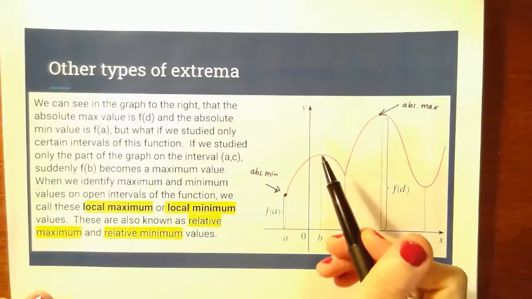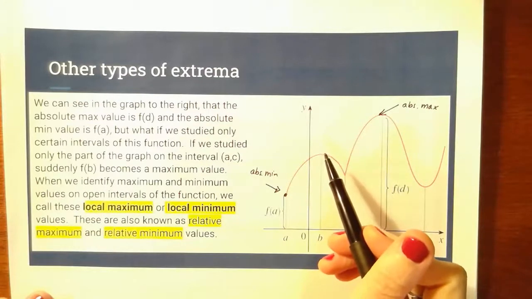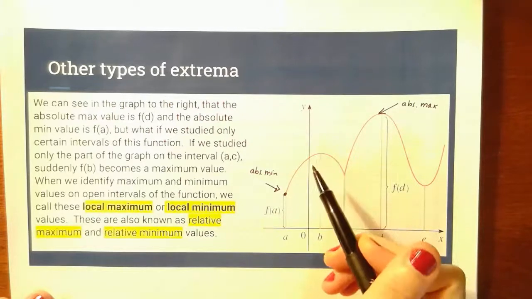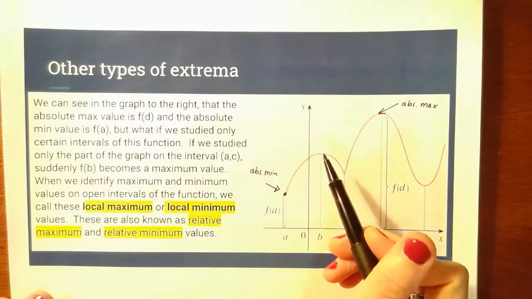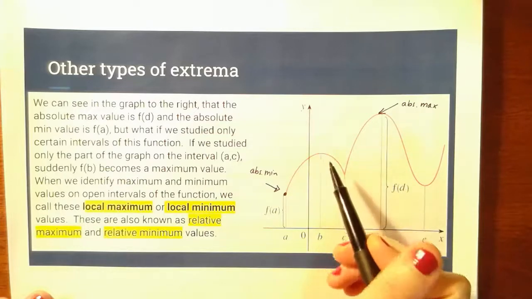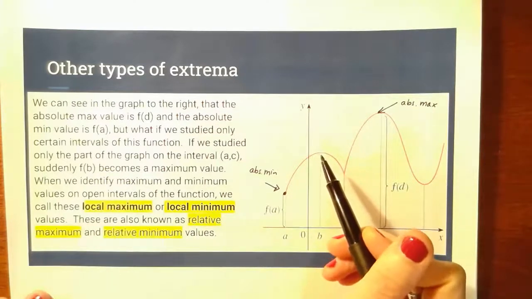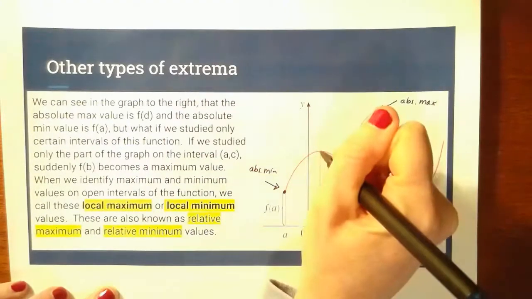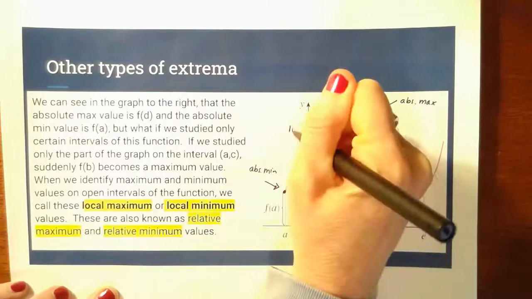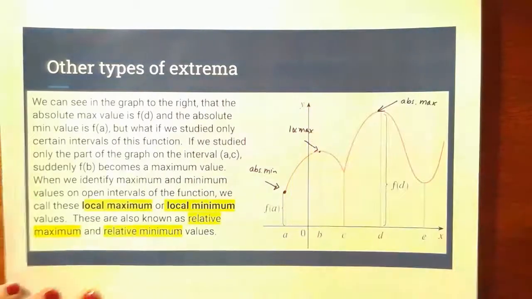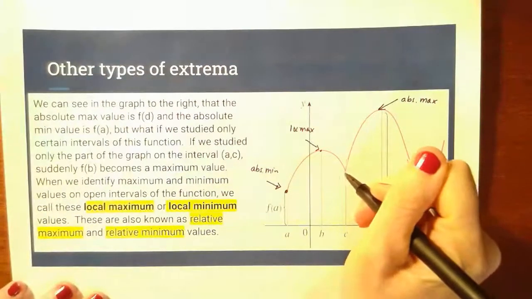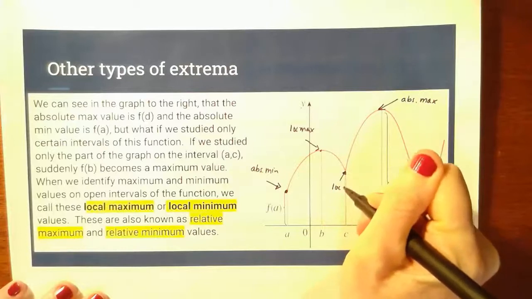So I can break it up, and as long as this point is higher than all of the other points near it, and we use the open interval to kind of represent that nearness, as long as I'm looking at the highest point on a smaller interval of my graph, I can call this a maximum value. But it's not the absolute because it's not the highest of the entire graph. So we call this a local max, or sometimes called a local or a relative max. And then this guy right here, because he's lower than the points near him, he'd become a local min.